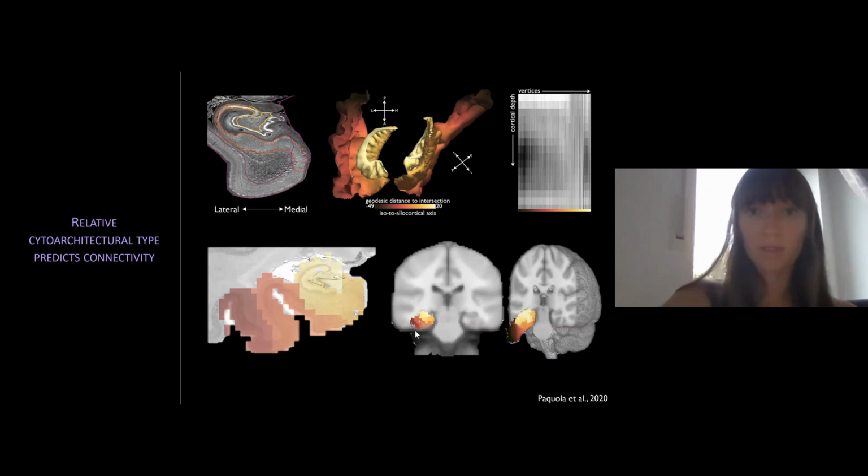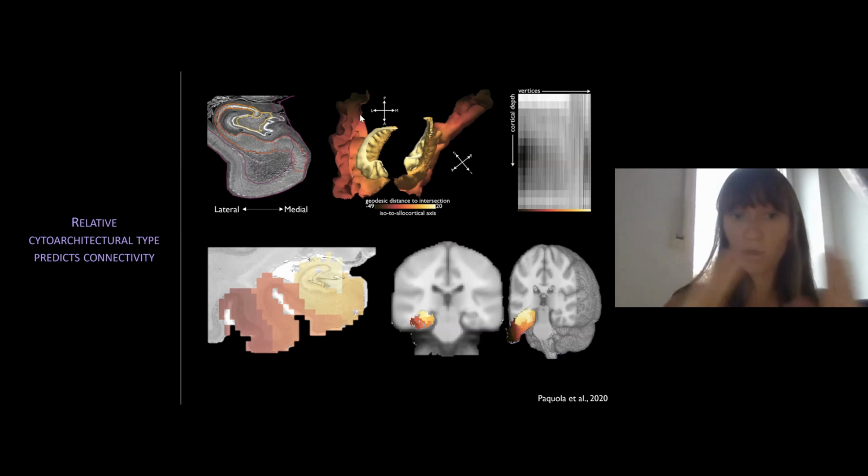So here we then projected from the surface model into BigBrain space, and then we used a nonlinear transformation to go from BigBrain volume to ICBM 152. So we're now in a standard space that we could use for functional neuroimaging.